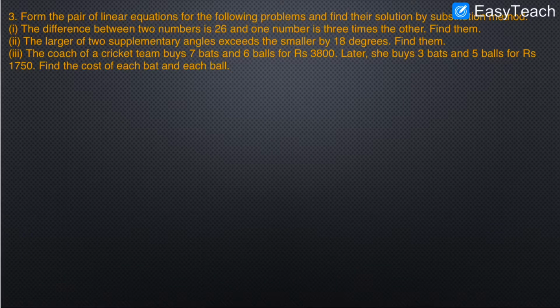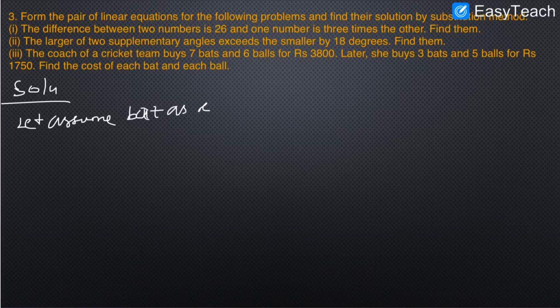Let's move on to the third problem. The coach of a cricket team buys 7 bats and 6 balls for rupees 3,800. Later she buys 3 bats and 5 balls for rupees 1,750. Find the cost of each bat and each ball. We already solved the same problem using the graphical method. So here we are going to use the substitution method to find the answer. So let's assume bat as x and ball as y.